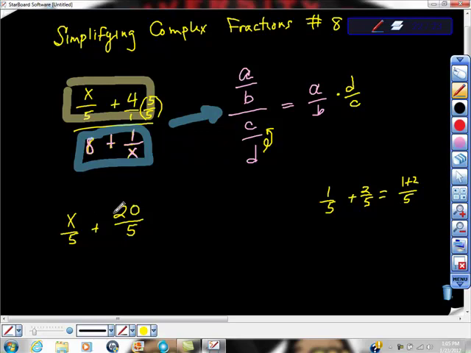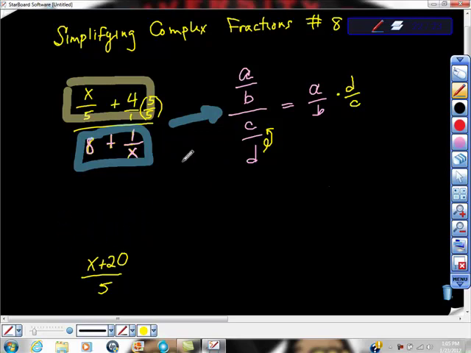But sometimes it's not possible. We have a variable plus a number, and when we add a variable plus a number, all we can say with any certainty is that we have that variable plus the number, right? So we'd have x plus 20 over 5. Our job was to convert this whole mess up here into one fraction, and we did. There it is.